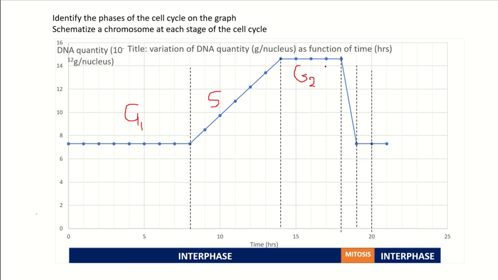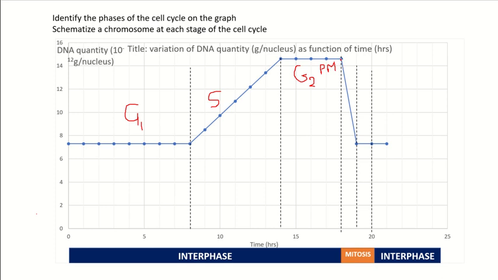Now, mitosis. I will start mitosis here. If you can remember, mitosis is prophase, metaphase, anaphase, and telophase. In prophase and metaphase, I still have the chromosomes of two chromatids. So prophase and metaphase should be here after G2, but each chromosome is still of two chromatids.